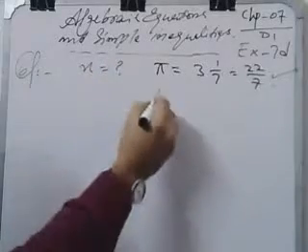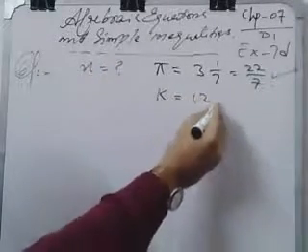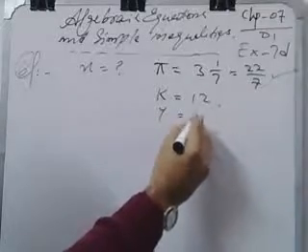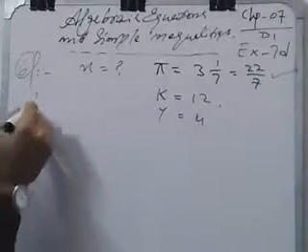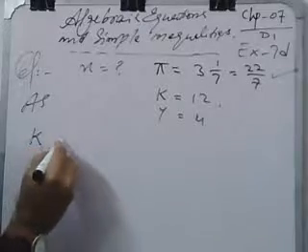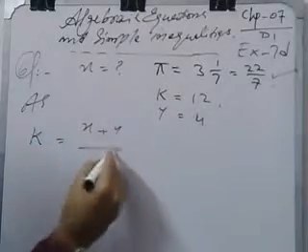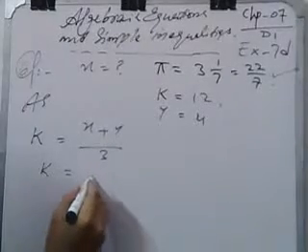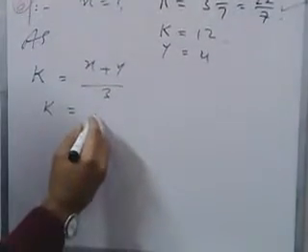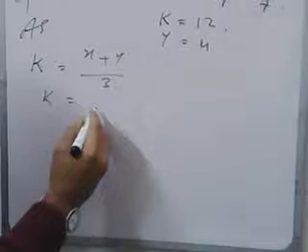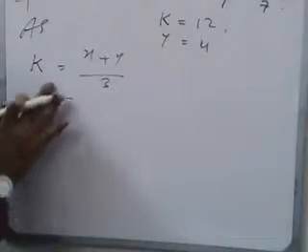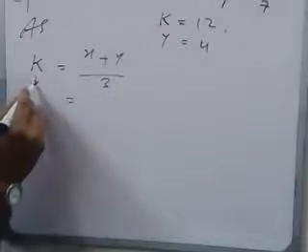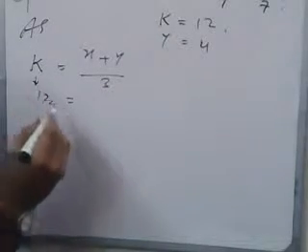Question number 6. You have been asked to find x, where the value of k is 12 and the value of y is 4. As the formula is given to you, k = (x + y)/3, you have to put the values. Very much simple case. The value of k is 12, so put the values here.